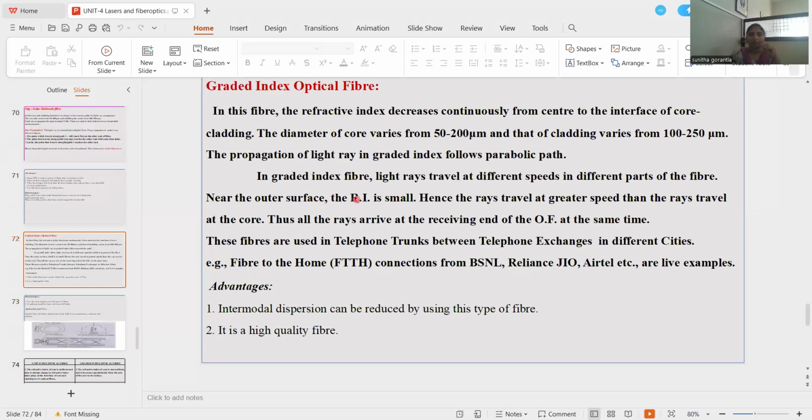In the graded index fiber, the light ray travels at different speeds in different parts of the fiber. The refractive index is not constant throughout the core. Near the outer surface, the refractive index is small. Hence, the rays travel at greater speed than the rays at the core. Thus, all the rays arrive at the receiving end of the optical fiber at the same time.